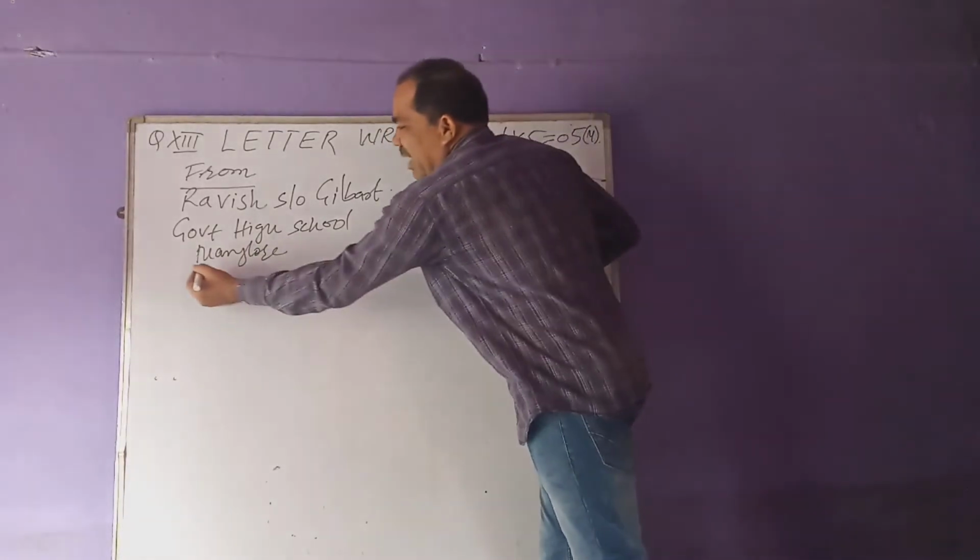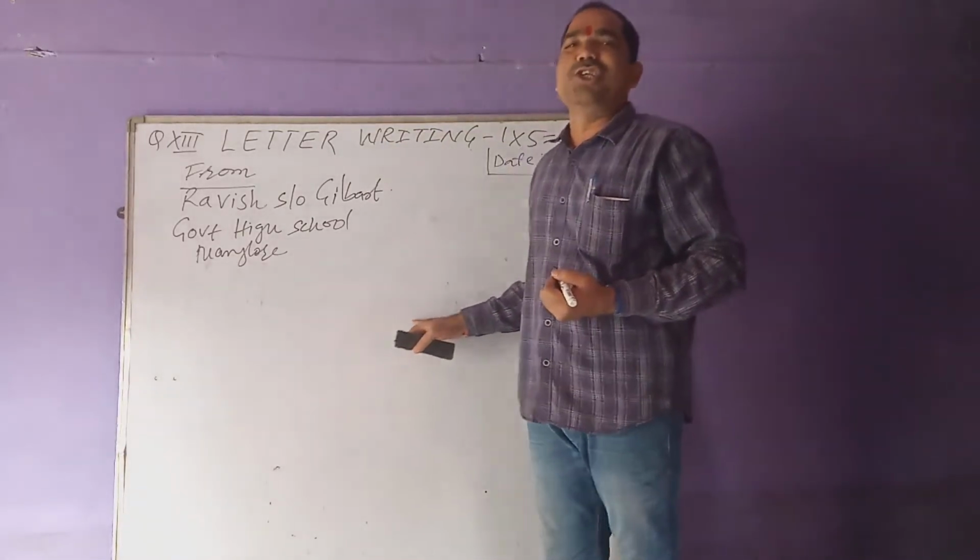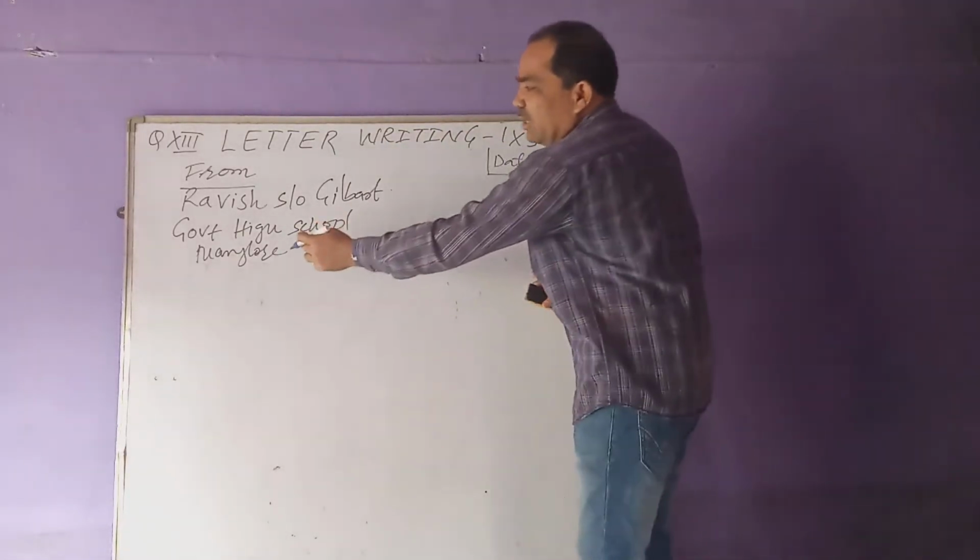What is there by the sea? Beaches. Malpe Beach is very, very famous there at Mangaluru. Understand? And many tourists used to go there. So, Mangalore. So what is it there?